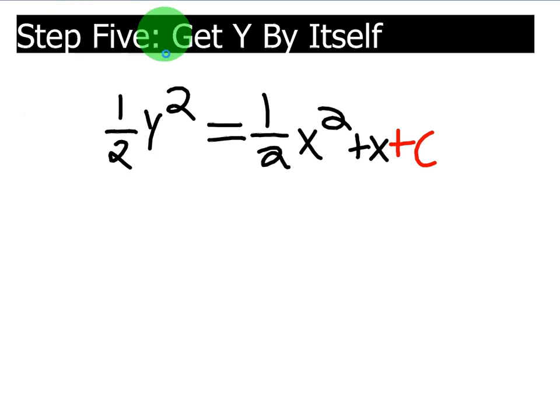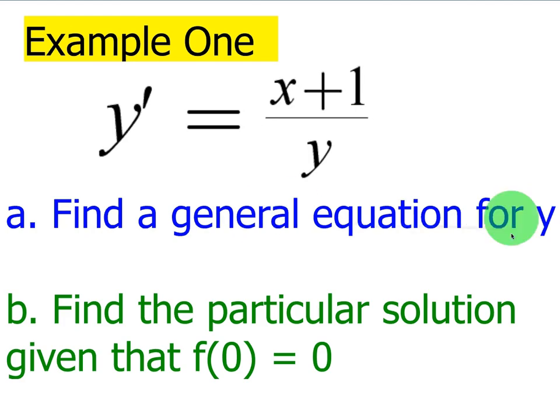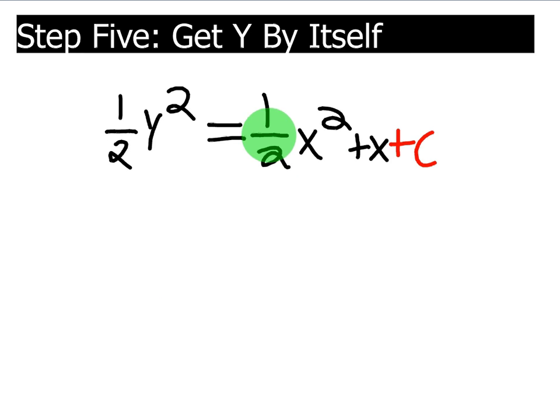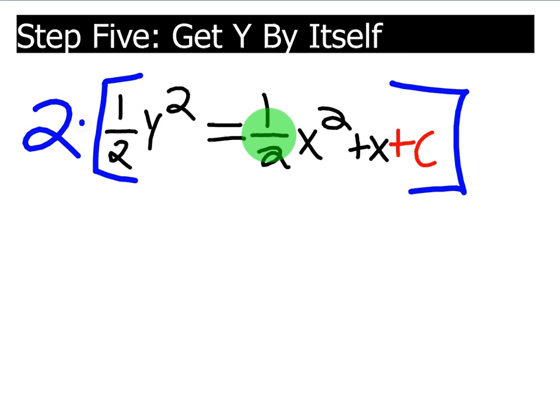Step 5 is to get y by itself. We're doing that because the question asks to find a general equation for y given this differential equation. Remember, a differential equation involves a derivative, dy dx, y prime, whatever, and an equal sign. So now we're going to get y by itself. The easiest thing to do is multiply the entire equation, both the left and right, by 2.